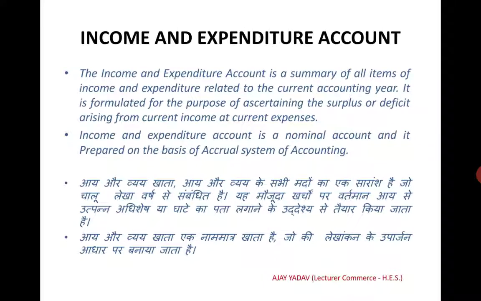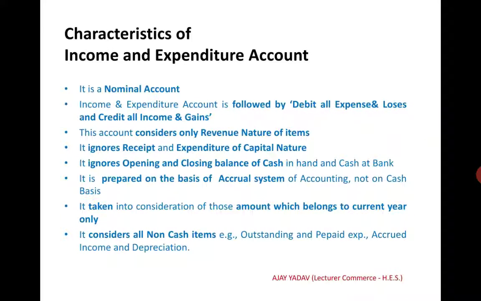As we know, income and expenditure account is the summary of all items of income and expenditure account related to current year, and it is formulated for the purpose of ascertaining the surplus or deficit arising from the current income and current expenses. Income and expenditure account is a nominal account. It is prepared on the basis of accrual system of accounting.